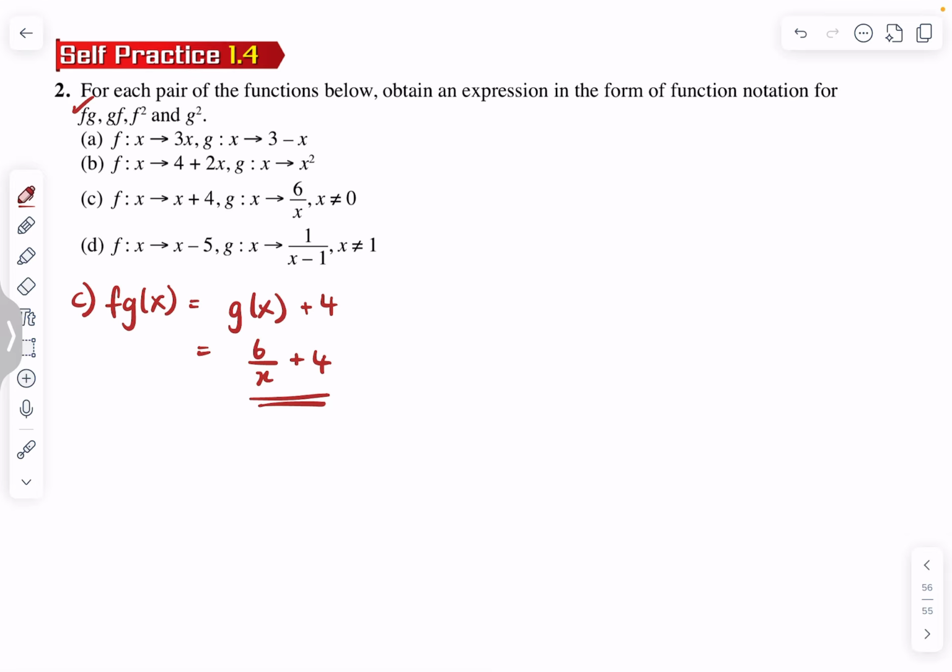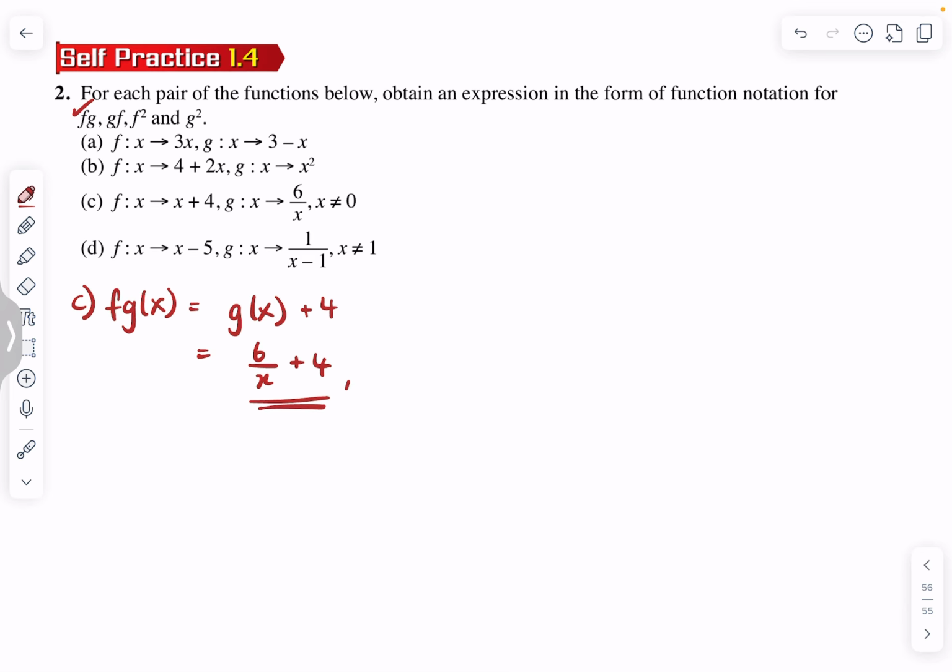Okay, so when you get x in your denominator for functions, you must state the condition. x cannot be something. So you must remember your denominator cannot be 0. Therefore, x cannot be 0. Okay, so this whole thing is our answer.